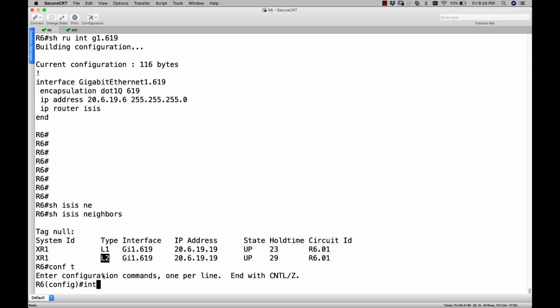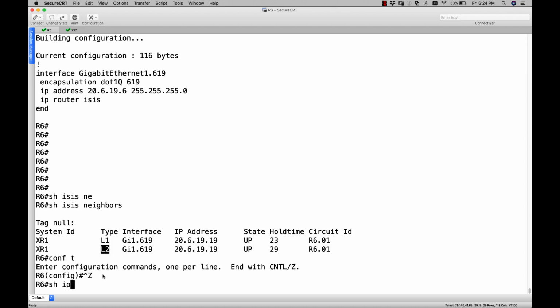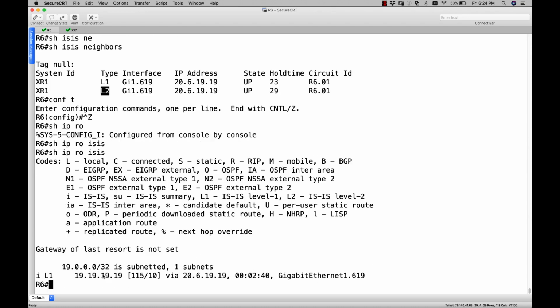Let's first quickly look at my routing table. If I do a show IP route ISIS, you can see that I have learned the loopback of XR1, even though I haven't activated ISIS on the loopback, because of the passive interface command, it advertises that loopback. And I have learned that as an L1 update because L1 is preferred over L2.